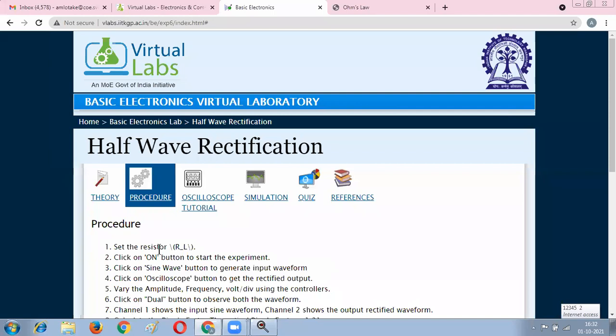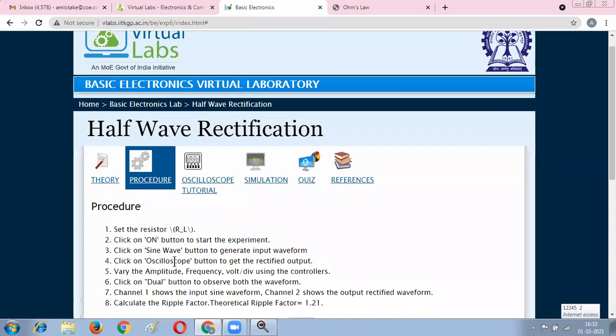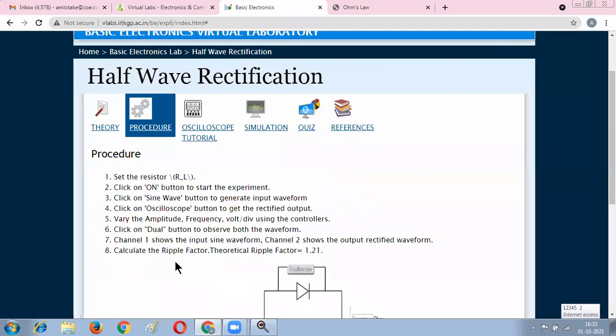Set the resistor, that is the resistor value. Next, various steps are given that we are going to see in the simulation also. Click on the on button to start the experiment.